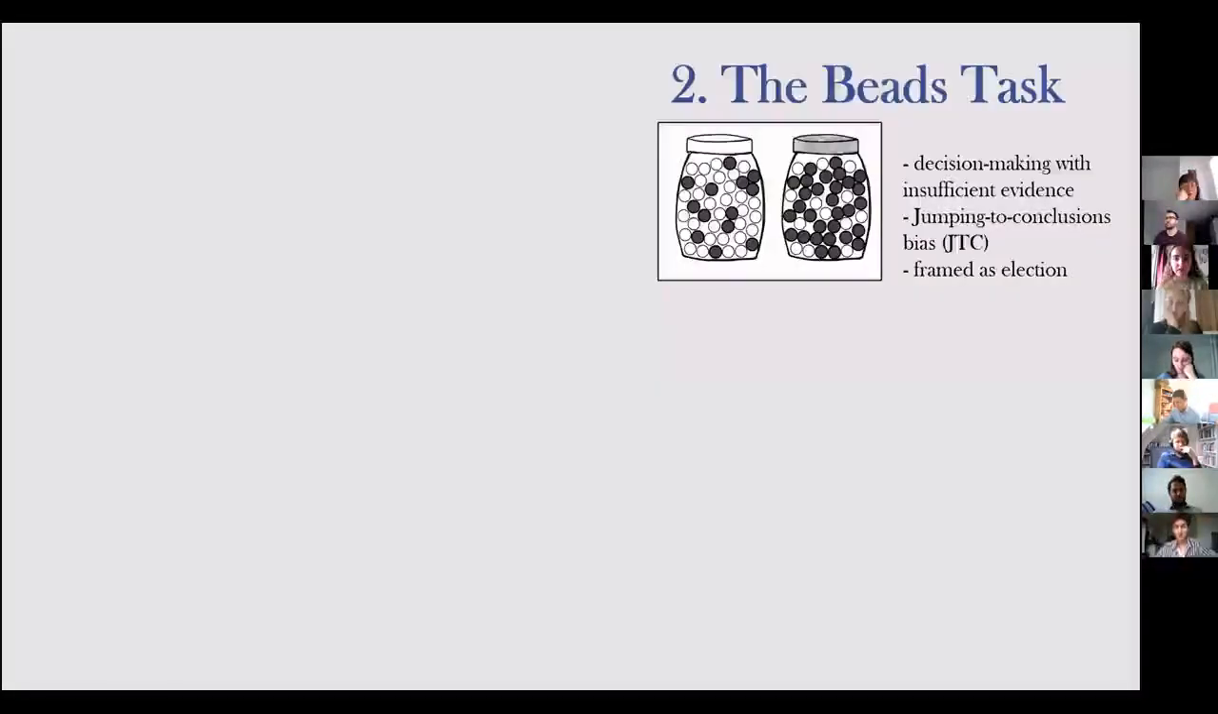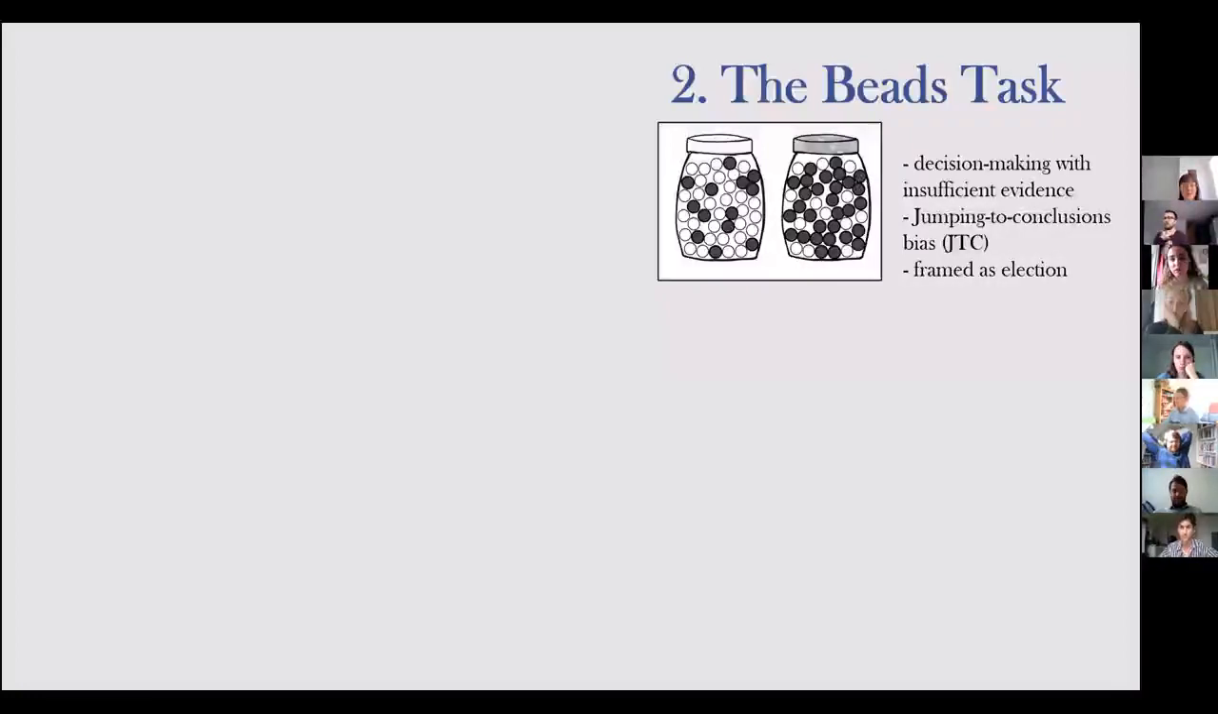So the behavioral part of our experiment consisted of the Beads task. And the Beads task is a probabilistic inference paradigm that emulates decision-making under circumstances with insufficient evidence. And it thus also closely resembles the process with which individuals arrive at faulty conclusions.